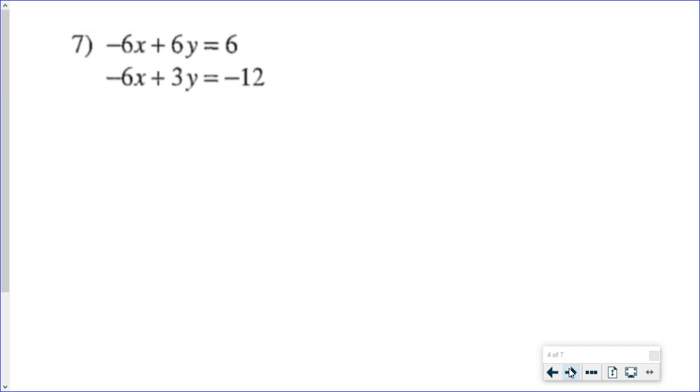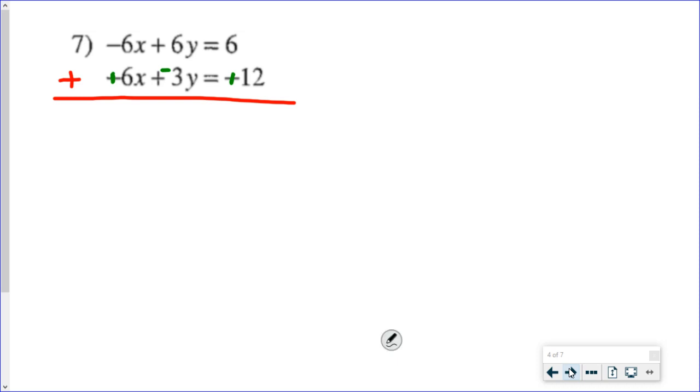Now, if I don't want to show all of that work, I can remember that multiplying by -1 all it does is change the signs. So watch, if I want to do the second equation again, because I like to, that would make that -6x a positive, that +3y a negative, and that -12 a positive. That's all multiplying by -1 does.